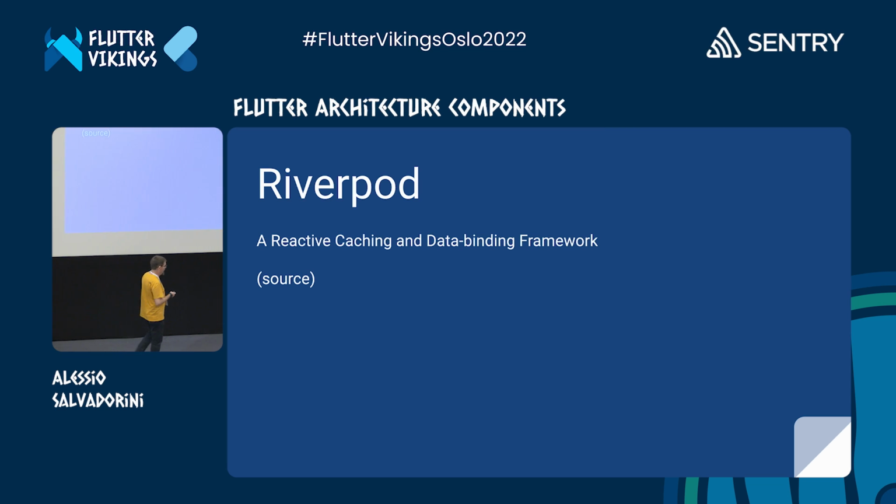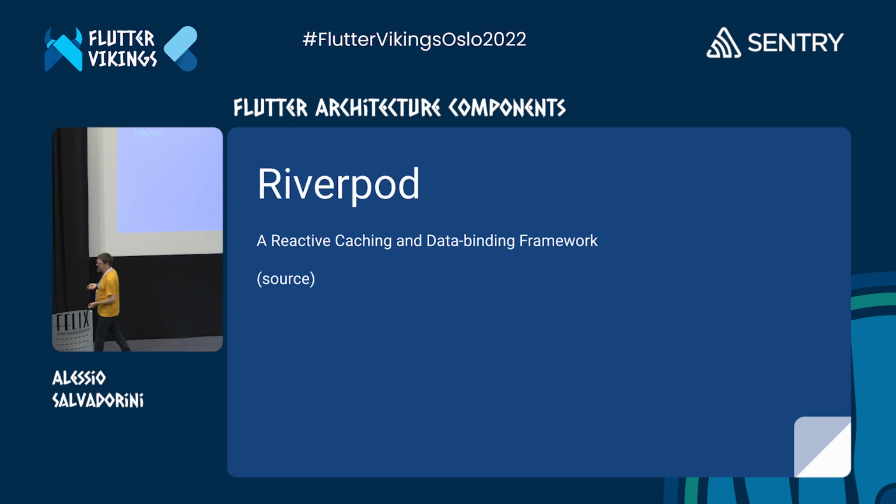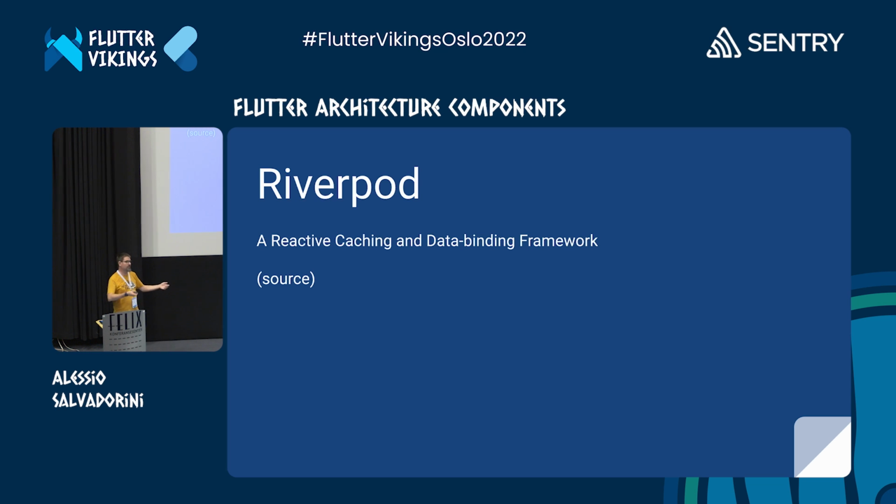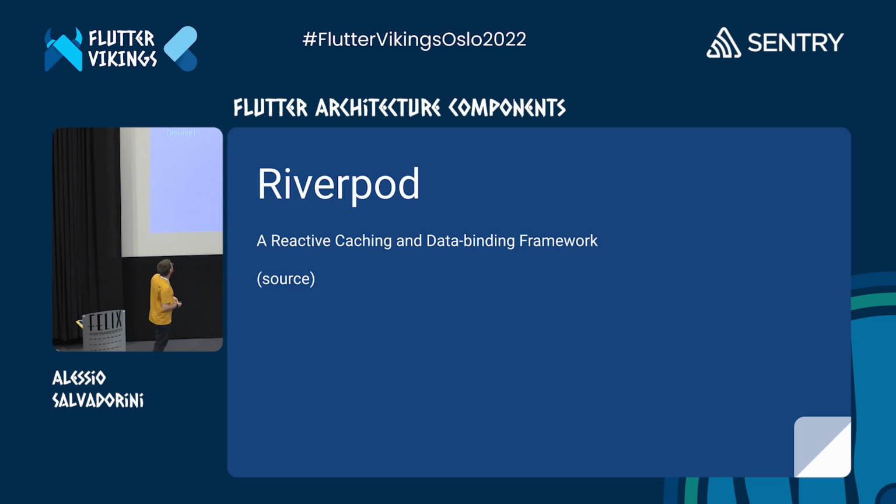So Riverpod, while Bloc and others are state management solutions, Riverpod's scope is a little bit broader. It does a little bit more. And it's a framework, and it's a reactive framework. What does it mean? It means that it's not imperative. You don't go and do actions. You just stay there and wait for something to happen and be notified about it. There is reactiveness in it.